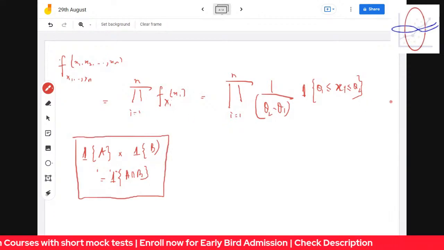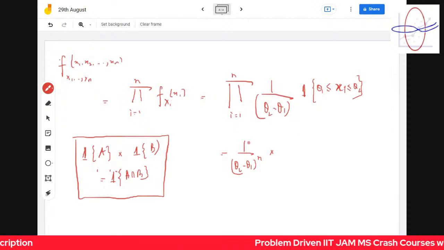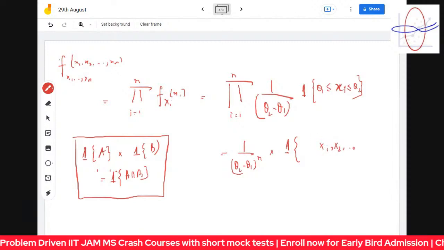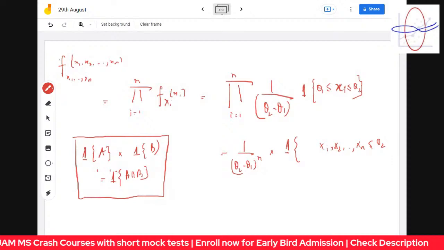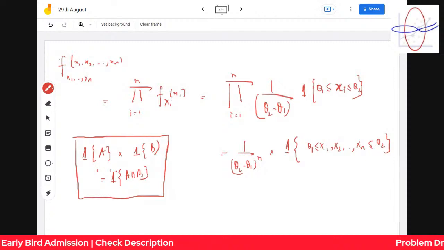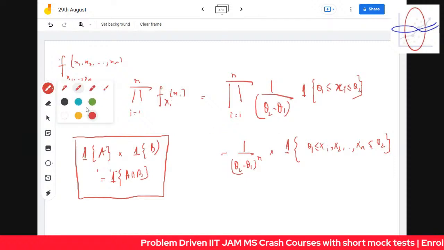Similarly, when you multiply these indicators, you get 1 over (theta2 minus theta1) whole to the power n, and the indicator that each of x1, x2, ..., xn is less than or equal to theta2 and greater than or equal to theta1. So this is the main idea, and we can write this beautiful information in terms of two random variables, two order statistics. That's why we read order statistics.